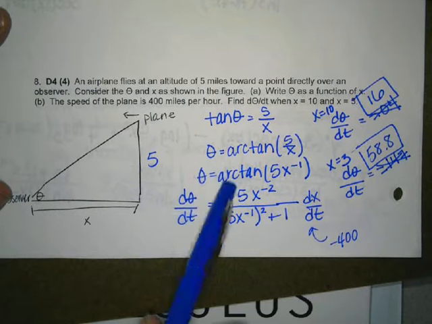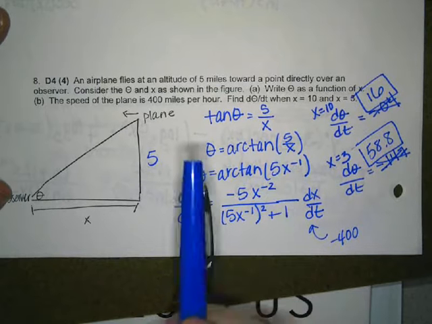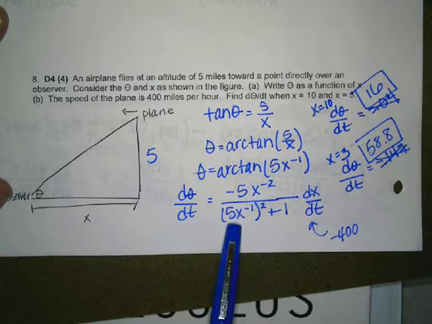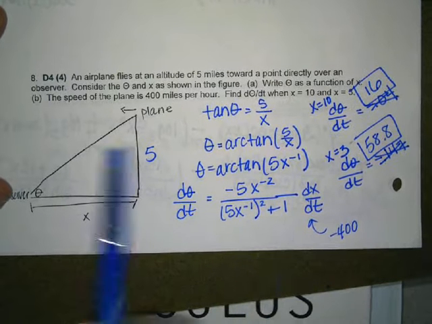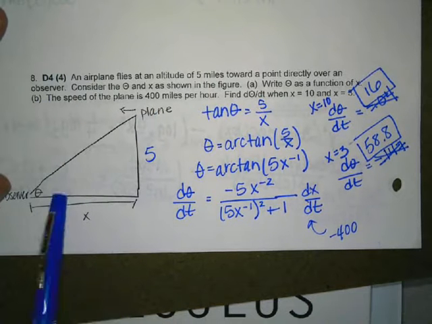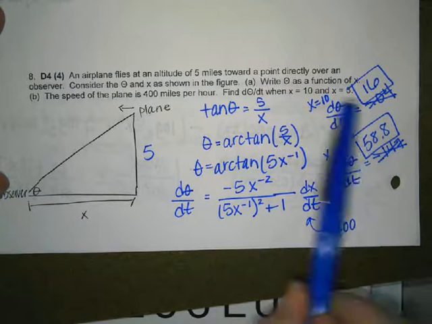And then I took the derivative of that. Notice I moved the x up to the top by making x to the negative 1. And then this is u prime over u squared plus 1. And then they told me that the speed of the plane is 400 miles per hour. Since it's flying this way, x is decreasing, making that value negative 400. And then I plugged in 10 for x.